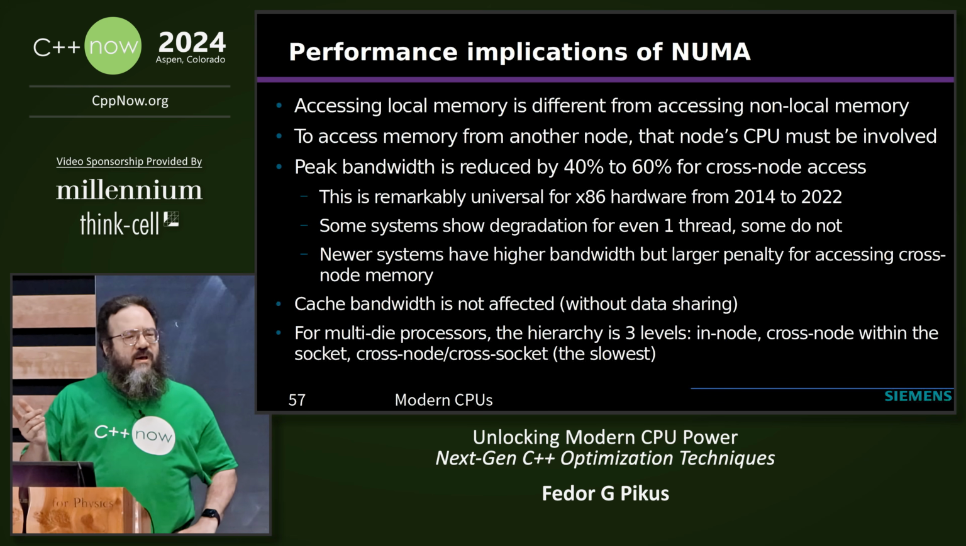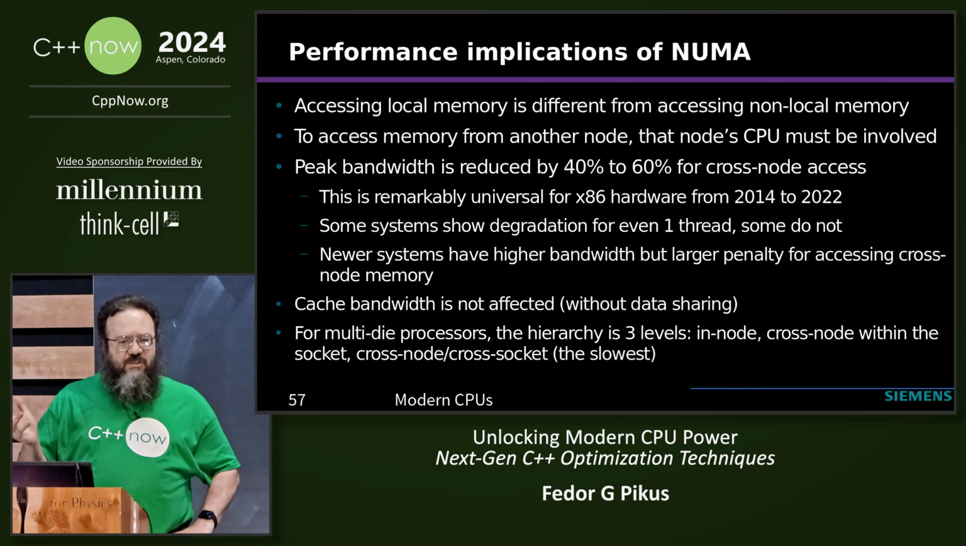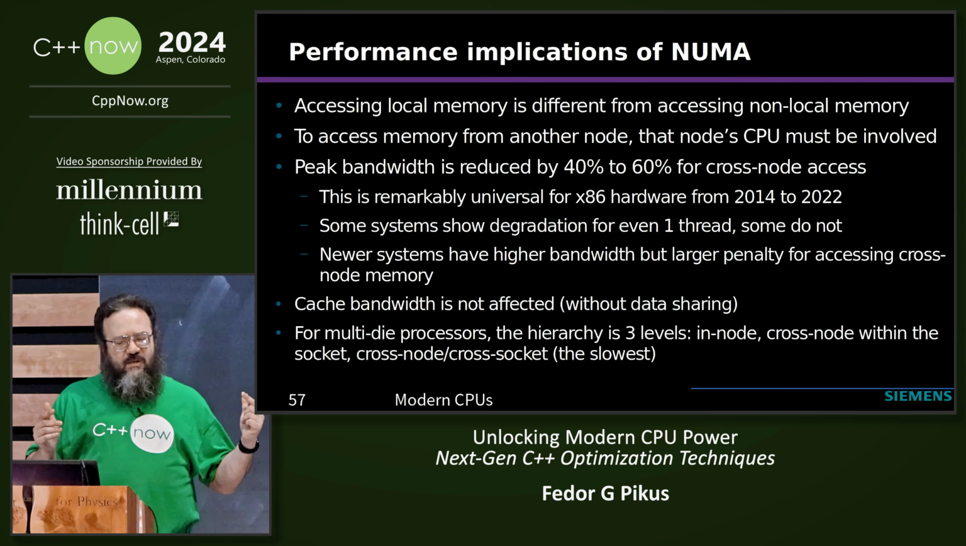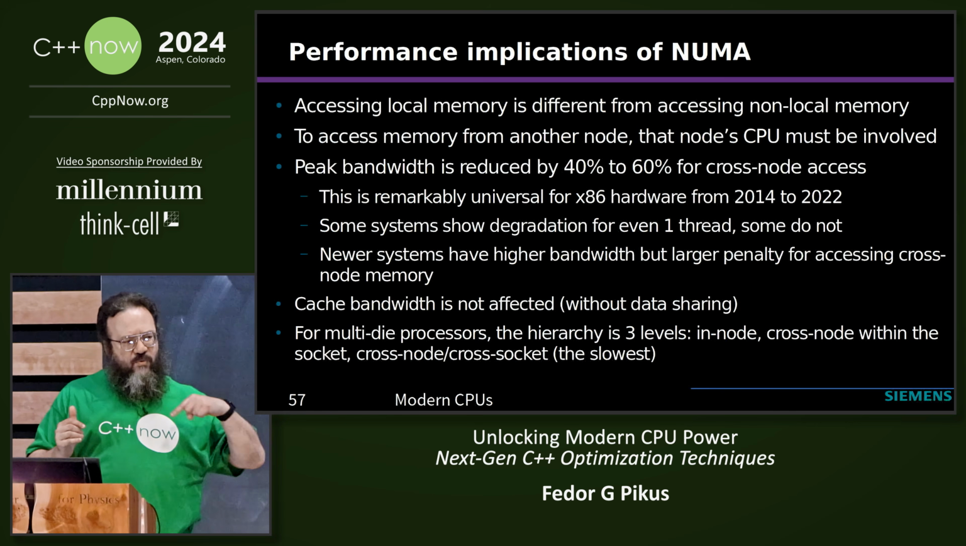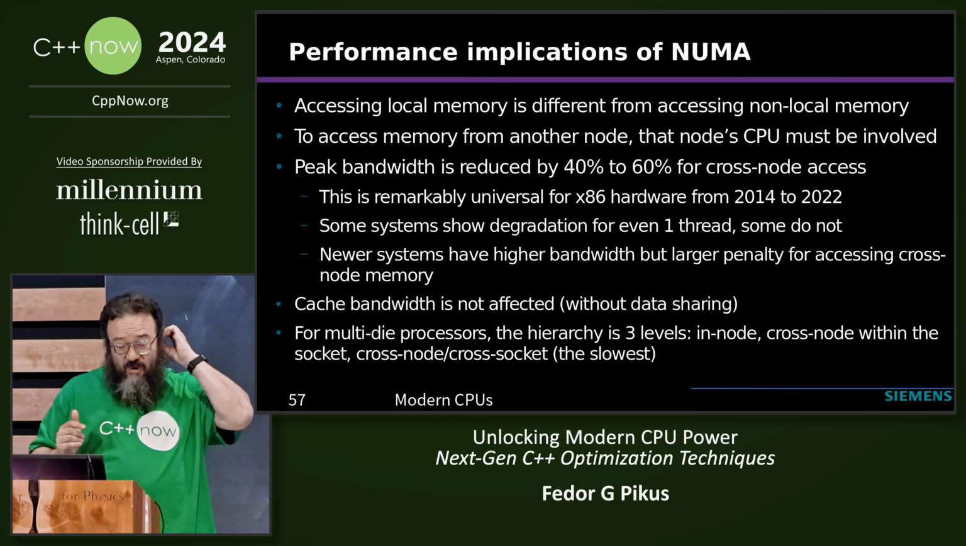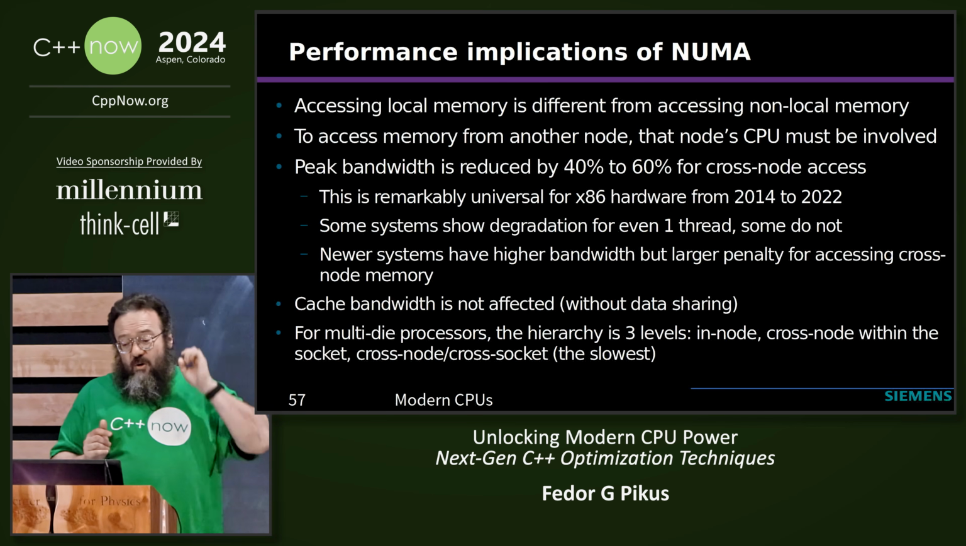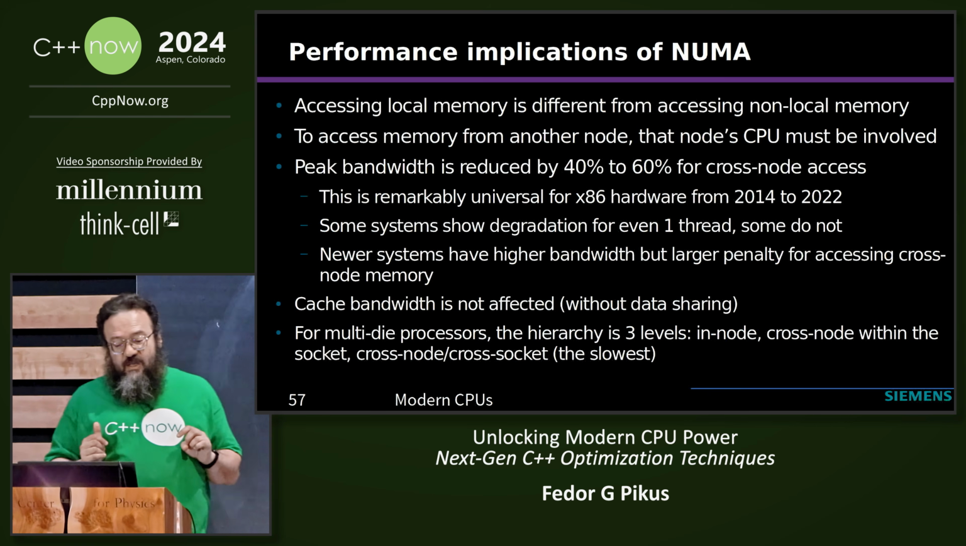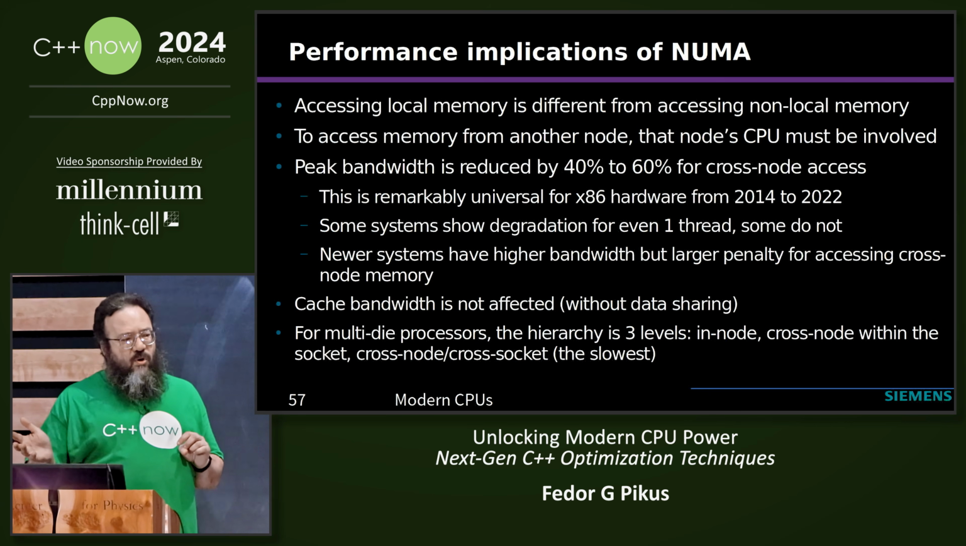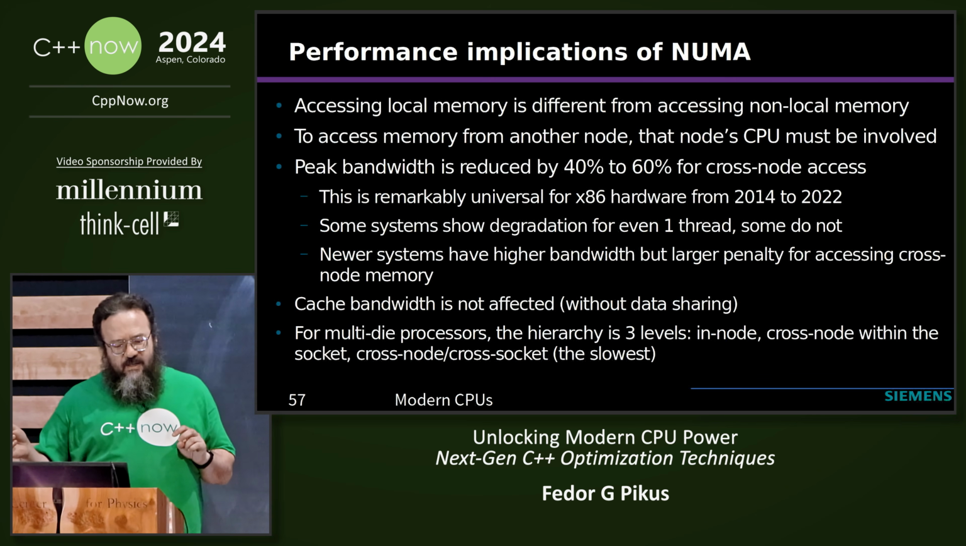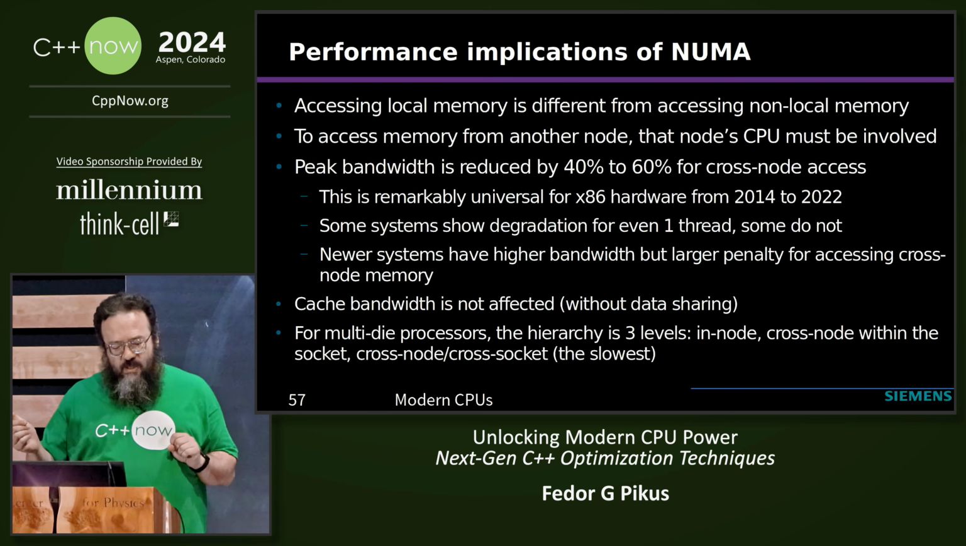For a single thread, it varies a lot more. Even for one thread, some systems show significant degradation when you go remote, and some surprisingly don't show much. Also, newer systems typically have higher overall bandwidths, but a higher penalty for going remote in bandwidths.